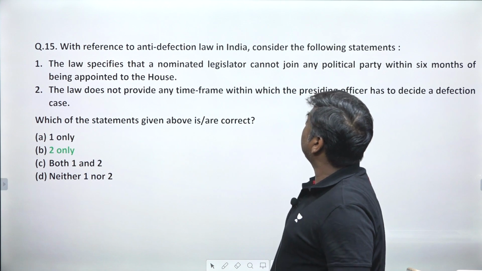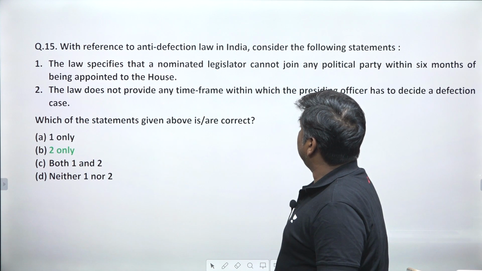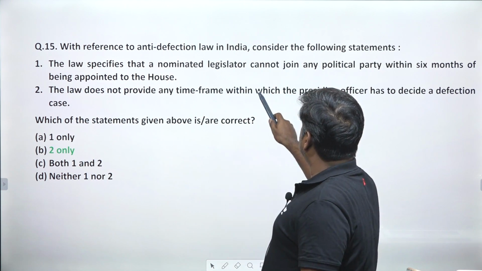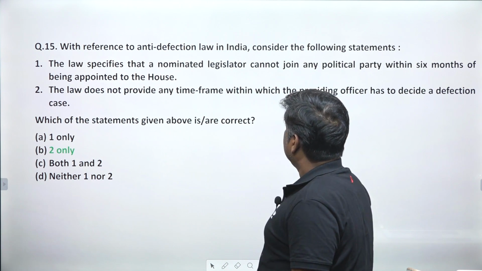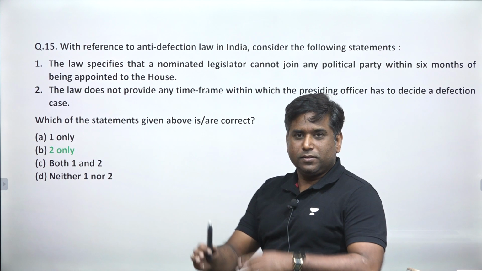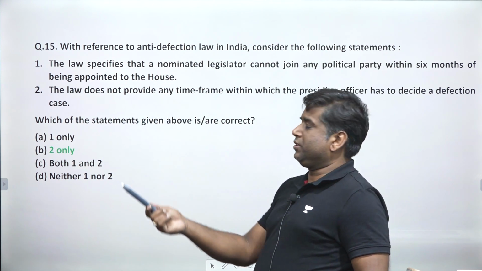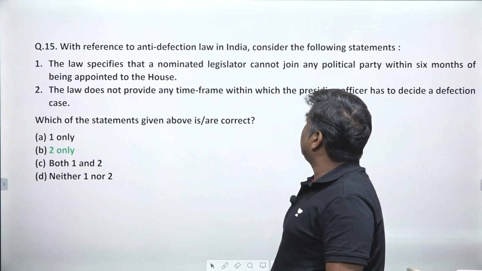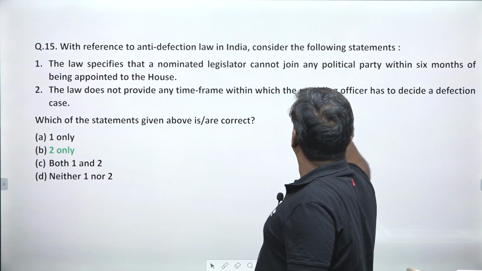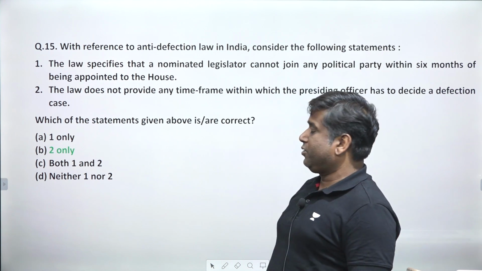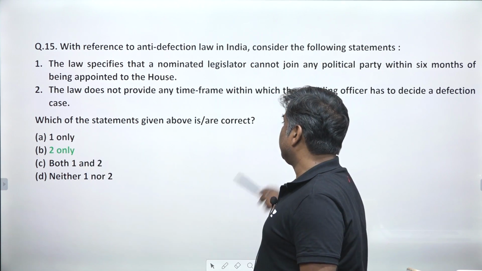With reference to the anti-defection law in India, consider the following statements. The law specifies that a nominated legislator cannot join any political party within 6 months of being appointed to the House. I guess it is just the reverse: one can join within 6 months, and if one joins after 6 months, one may be disqualified. Now, the law does not provide any time frame within which the presiding officer has to decide a defection case. That is very much true. So, technically this 2 is correct.